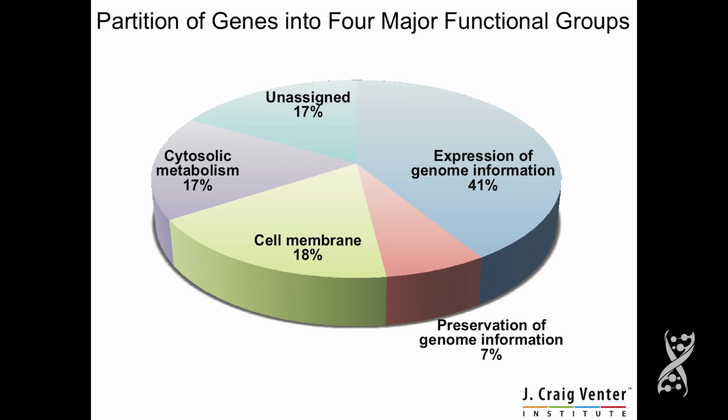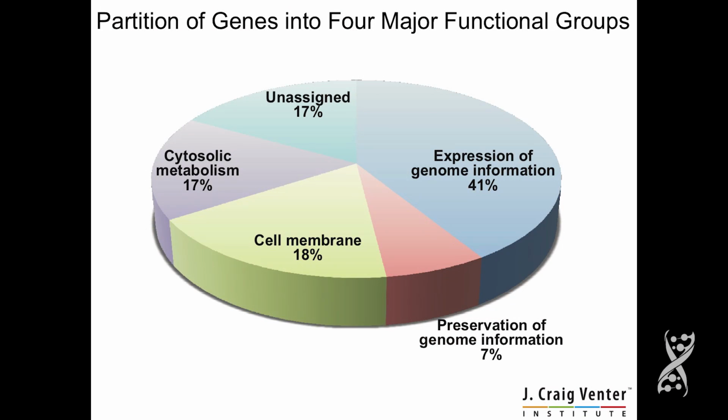To get a better picture, we partitioned the genes into 4 major functional groups: expression of genome information. That's all the translational equipment, the ribosomes, everything, the tRNAs. And then there's a small number of genes, around 30 or so, involved in preservation of genome information. Those have to do with replication and cell division.